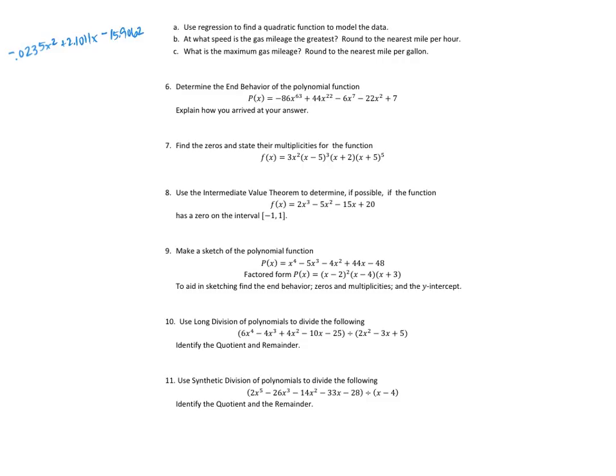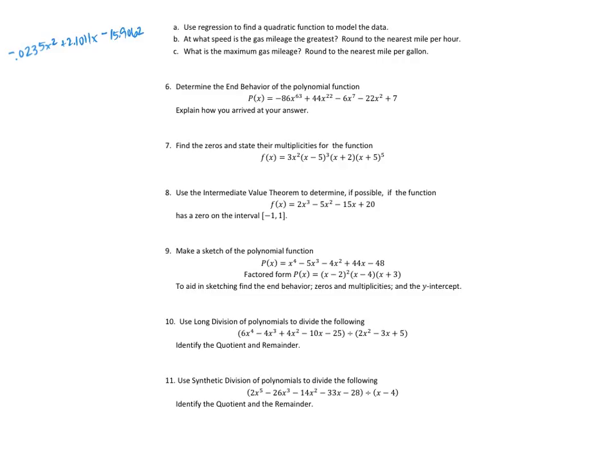And then it says, at what speed is the gas mileage the greatest? Round to the nearest mile per hour. And so I think I'm going to use the calculator to do that. So I'm going to plot that into my y1, and I get negative 0.0235 x squared plus 2.1011x minus 15.9062. Let's make sure that's all right. I think that looks good. I'm going to graph that.